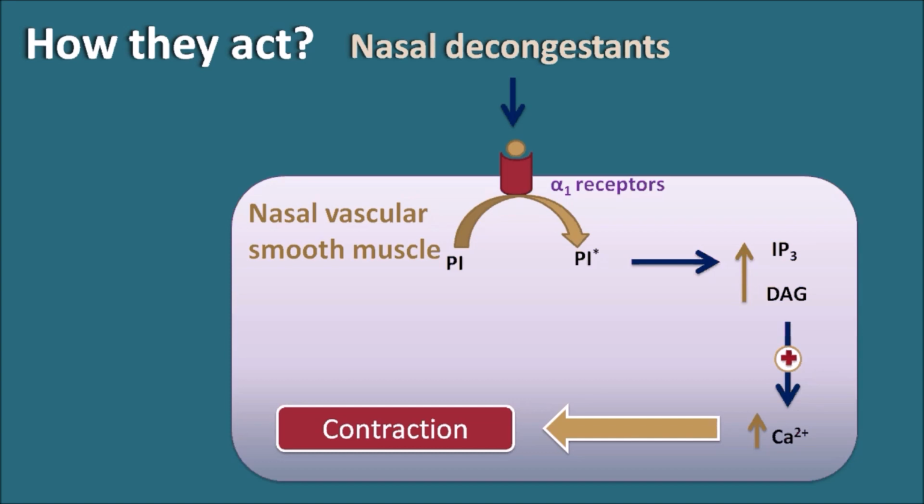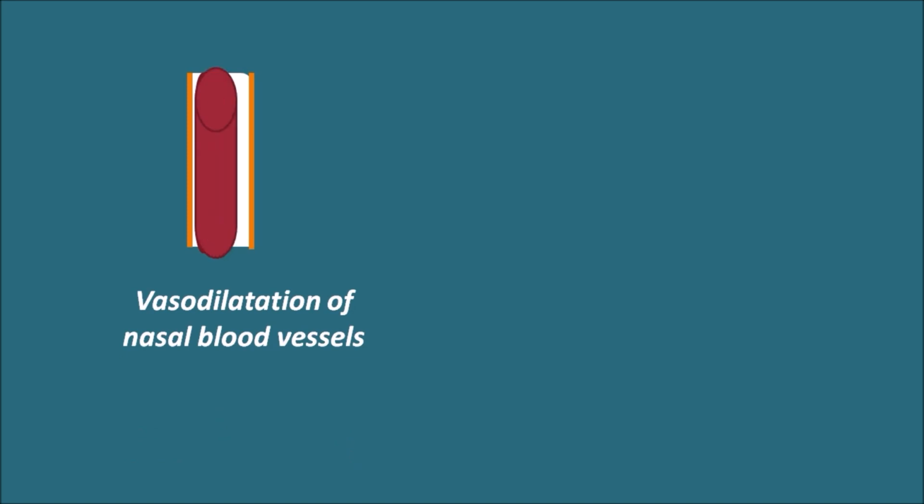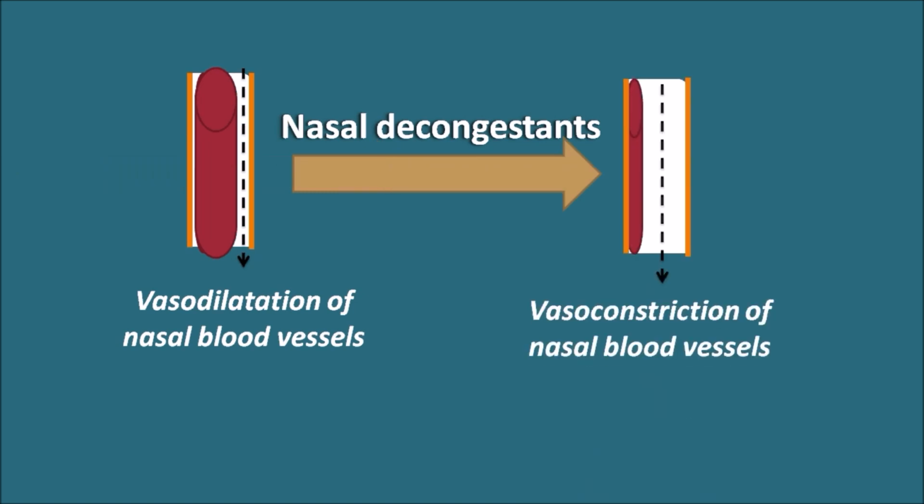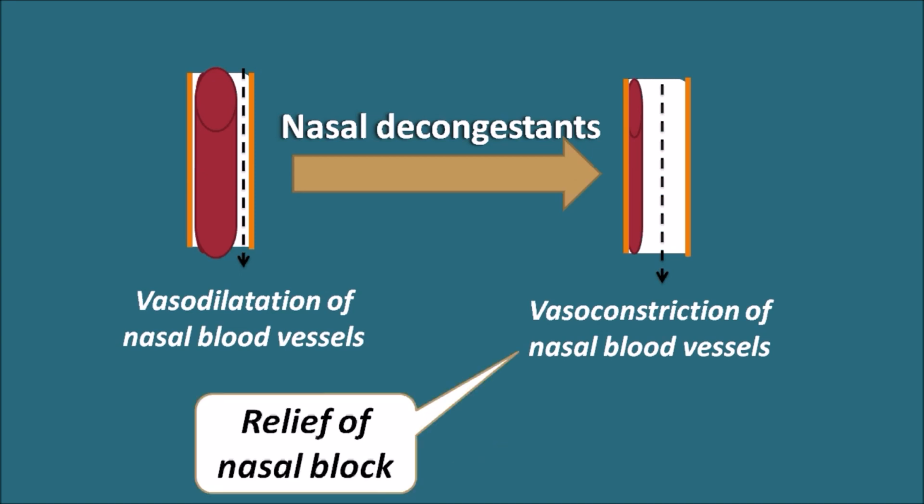But how can this produce relief of congestion? Suppose this is the normal blood vessel under normal conditions, but when it undergoes vasodilatation because of the congestion, the nasal blood vessels are dilated. Now when these are dilated, the nasal pathway is congested, which results in a stuffy nose and difficulty in breathing. In such a situation, nasal decongestants can cause vasoconstriction of the nasal blood vessels, thereby increasing the nasal pathway and leading to relief of the congestion. So in this way, nasal decongestants act as local vasoconstrictors within the nasal blood vessels. This vasoconstriction of the nasal blood vessels causes the relief of the nasal block.